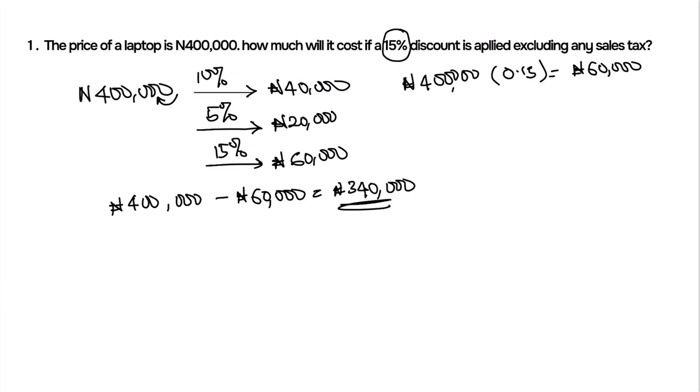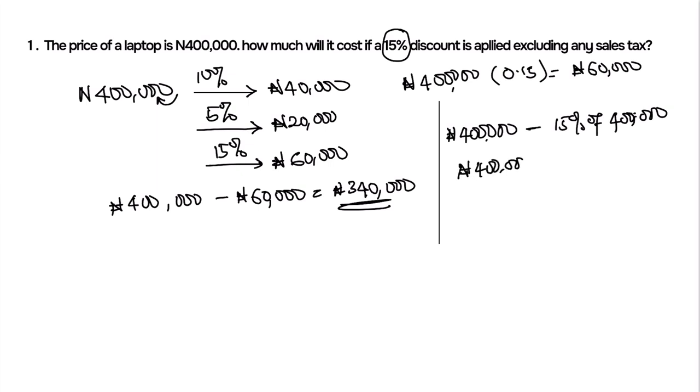Another way to solve a question like this very straight, without going through all this mental stress, is just saying 400,000 minus 15% of 400,000. You see the same thing, right? So it's just 400,000 minus 0.15 times 400,000, and that will still give you your 340,000.